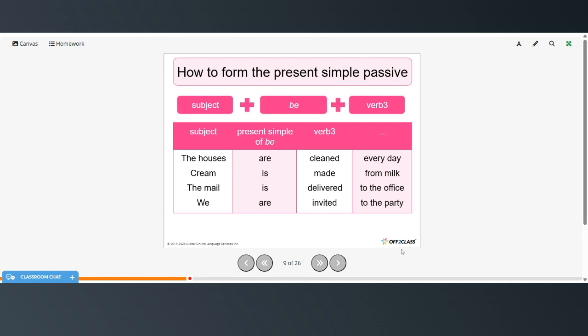All right, so how to form this present simple passive? You have the subject plus a to be verb plus the third form of the verb. So the houses are cleaned every day. Cream is made from milk. The mail is delivered to the office, and we are invited to the party.